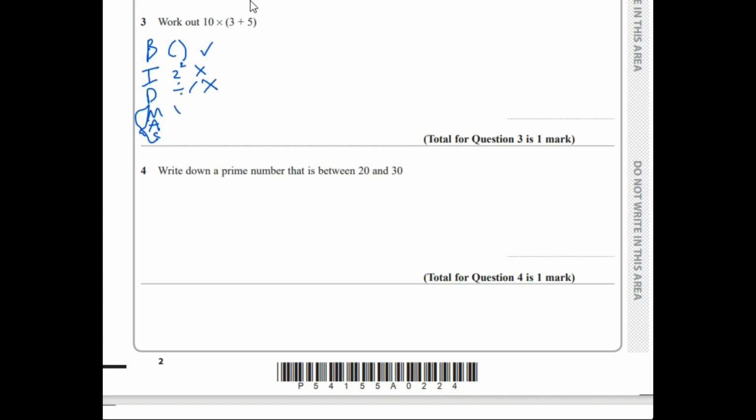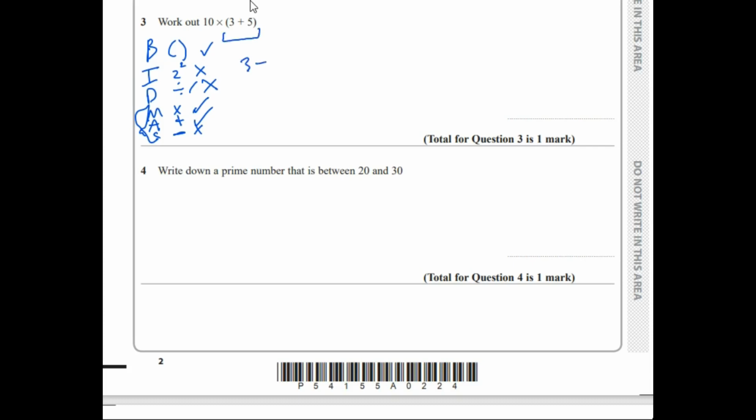Multiplication, we've got a times, so that gets a tick. Addition, plus sign, yes, we have got a plus sign, so that gets another tick, and then a minus. We haven't got any minus going on in here, so that gets a cross. So we're only interested in brackets, multiplication, and addition. So brackets is first, so we look inside the brackets.